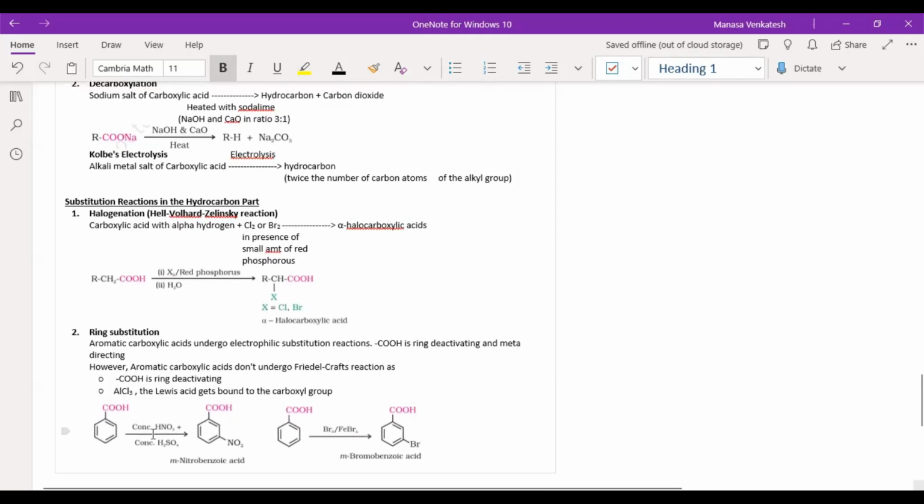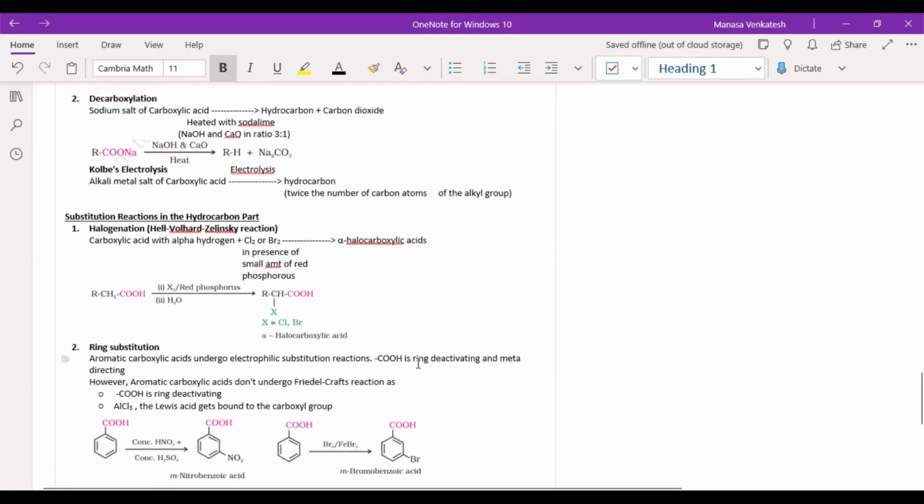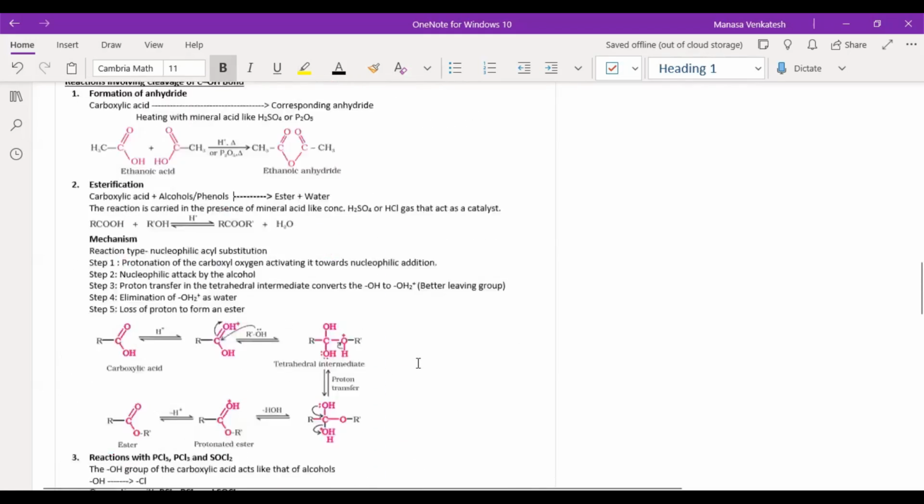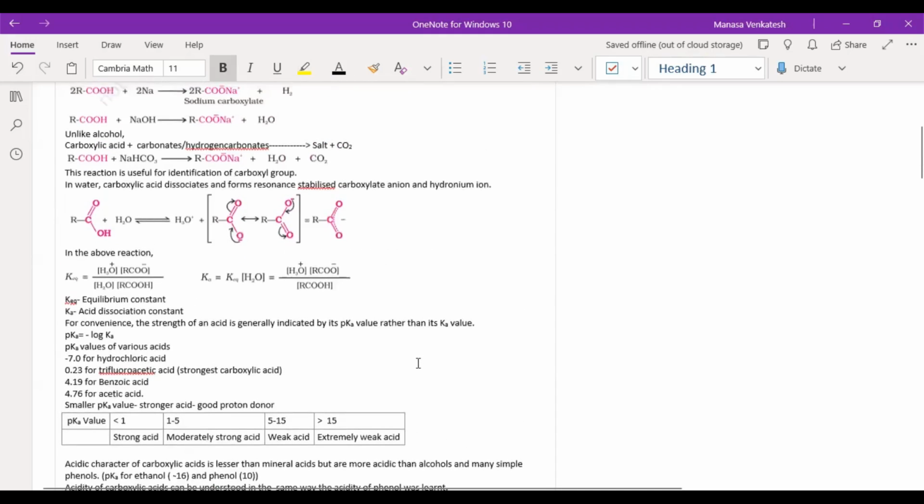So here you have nitration, you have the nitro group at the meta position. Here you have bromination, and bromine is going to be at the meta position because COOH is meta-directing in nature. With that, we're done with the reactivity of carboxylic acids.